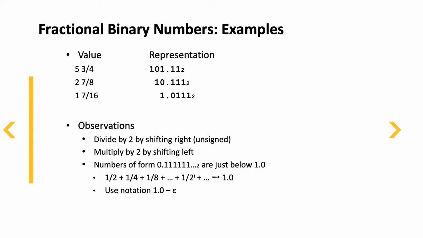So this just works that way every single time, so you can work your way through why 10.111 evaluates to 2 7/8, and 1.0111 evaluates to 1 7/16. It always works that way.